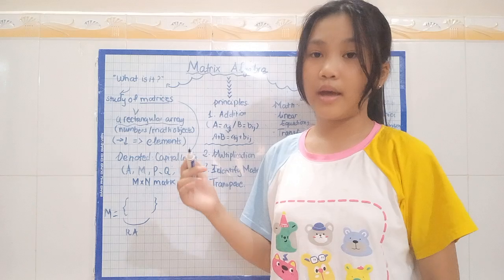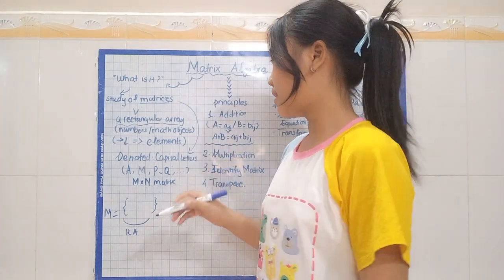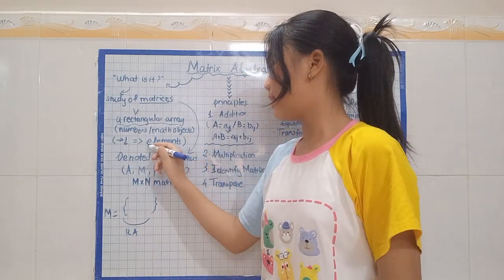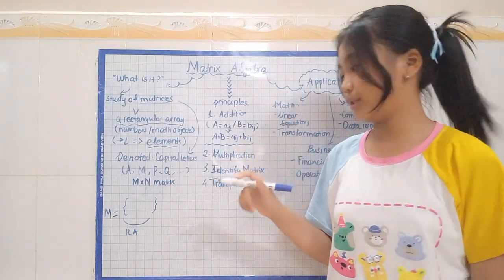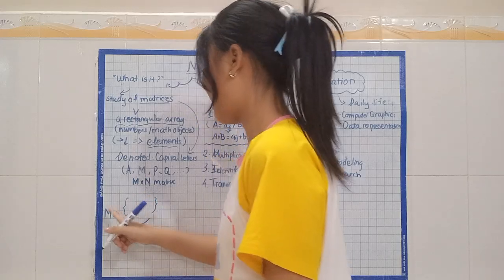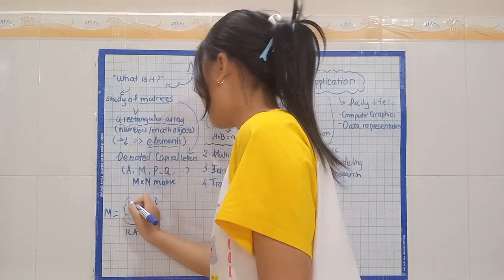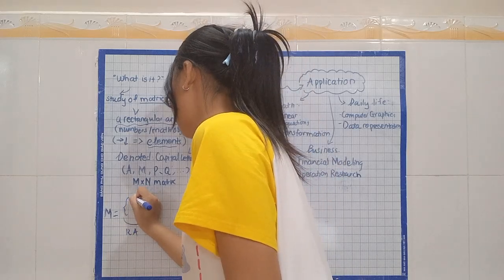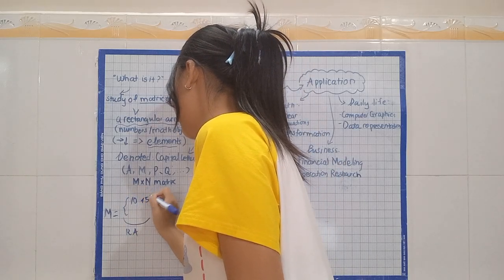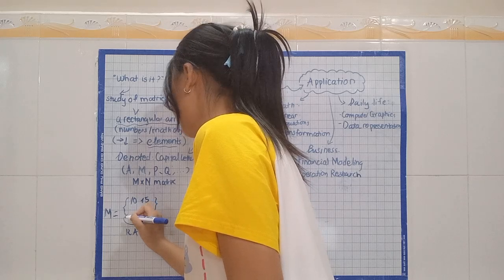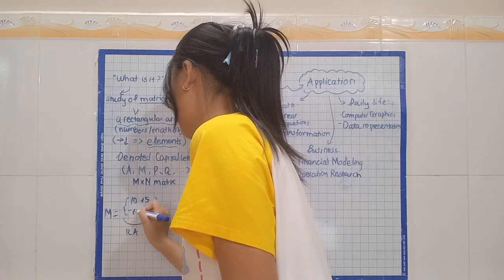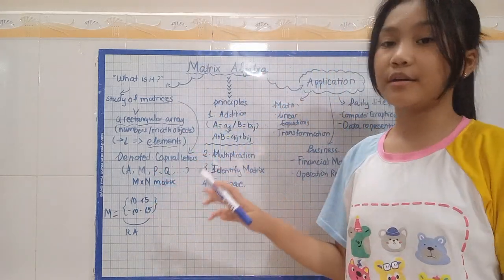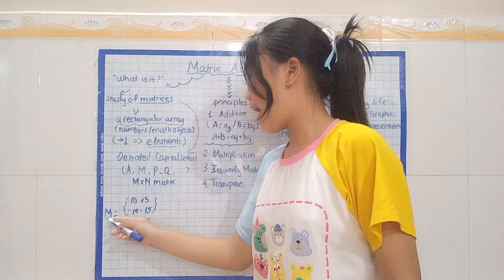It's usually shown in rows and columns, and each number is called an element. So let me show you. Here, let us have matrix M. We have, let's say, 10, 15, let's say 10 and 16. Alright, so here is our matrix M.